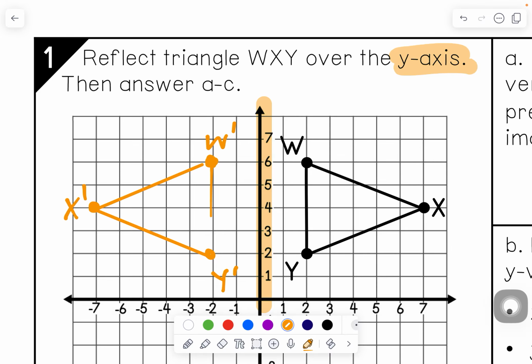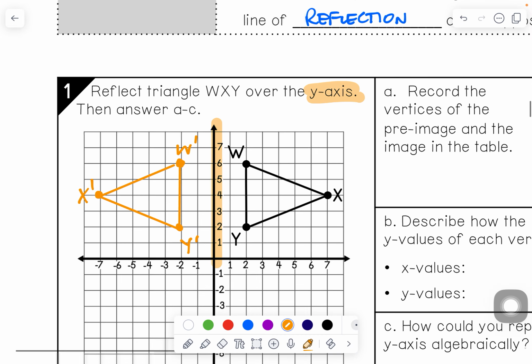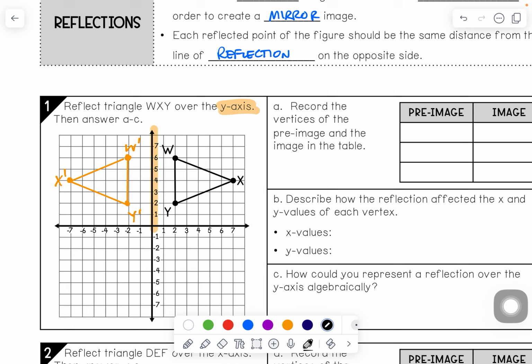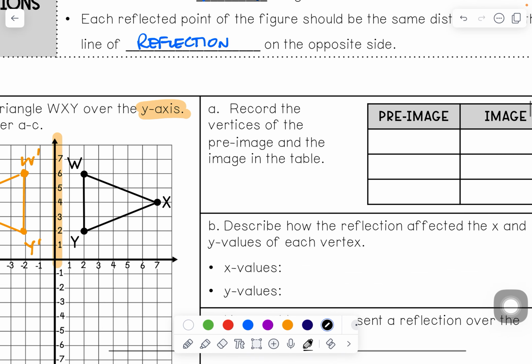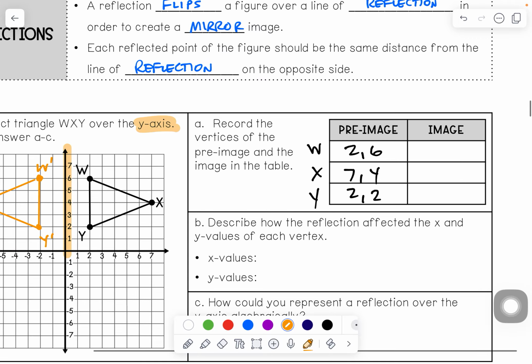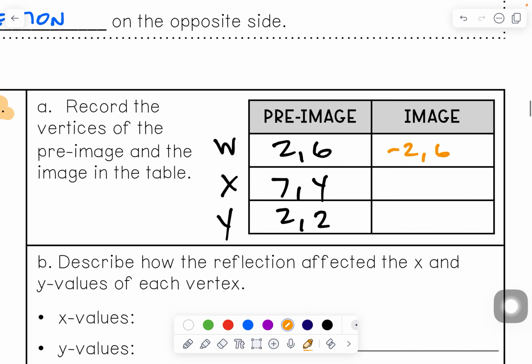Describe how the reflection affected the x and y values in each vertex. The x values were multiplied by negative 1. The y values stayed the same. Again, the reflection was horizontal, so it makes sense that the y values didn't change. How could you represent the reflection over the y-axis algebraically? Same as we did in the last video. The x values changed, so we're going to have negative 1x, comma, and then just regular y. The y did not change in this particular case.